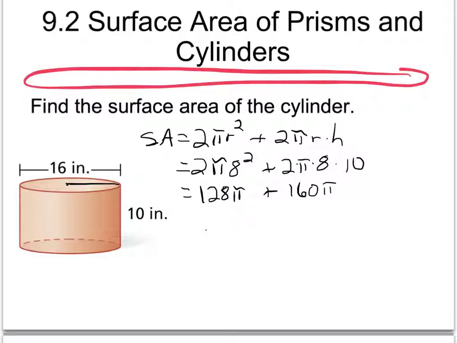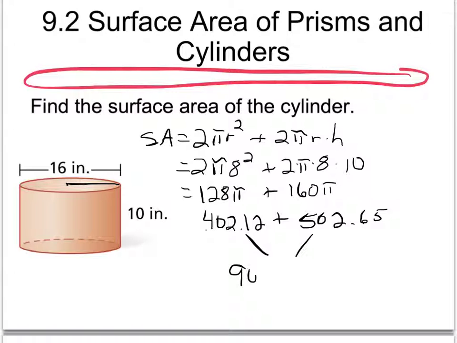Now we can multiply by pi. 128 times pi is 402.12. I round to the nearest hundredth. And then you take 160 pi, which is 502, again rounding to the nearest hundredth. Add these together. When we add these together, we come up with 904.77. This is inches squared.